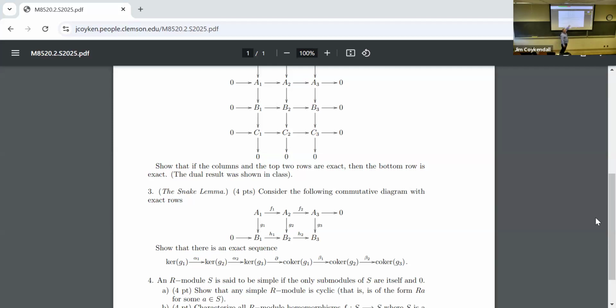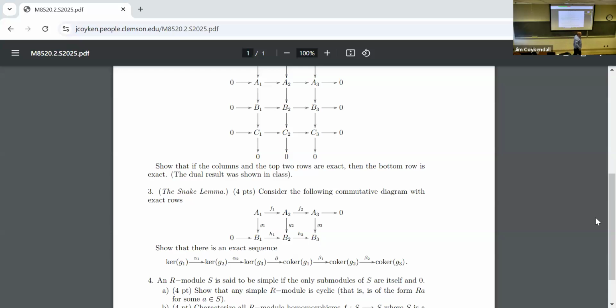The snake is this thing that connects it, right? So that's kind of the funny part. I didn't tell you what the maps are, but I think the maps are kind of obvious. When you get into the meat of it, you'll see how this map works. This one's the interesting one, because you actually go from the kernel of G3, so you go from something that goes to 0 here into the cokernel, into something over here of the form B1 modulo the image of G1. And that's how you snake it. You've got to snake your way back over here, right?